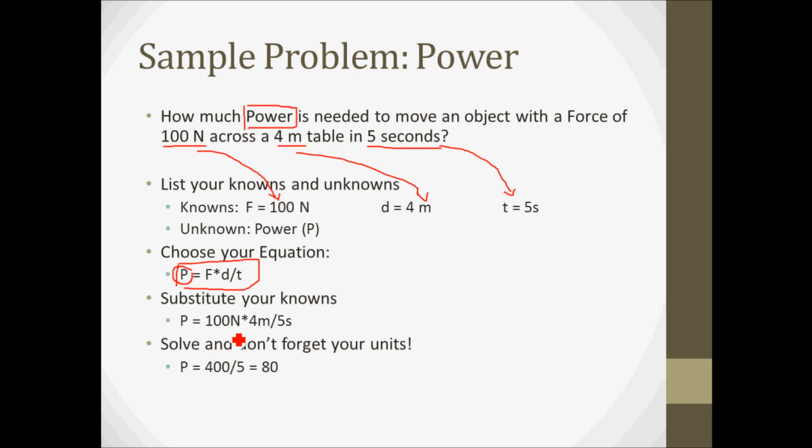If you multiply your 100 by 4, that becomes 400, and you still have your 5 that you need to divide by. 400 divided by 5 gives you a final number of 80. Then your units could be 80 watts, 80 joules per second, or 80 newton meters per second. The only one that doesn't work here is the horsepowers, because that would require a conversion because it's 750 watts per 1 horsepower.